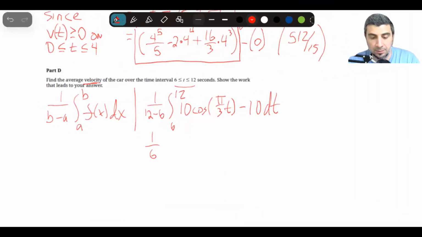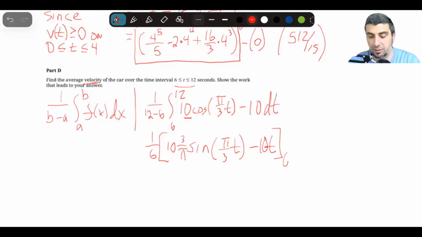We're going to have 1/6 here times the antiderivative. The antiderivative, we have to use u substitution, but you can do that in your head. The antiderivative of cosine is sine. This is going to have a pi thirds t. But since the cosine doesn't have pi over 3 as a coefficient, we multiply by 3 over pi times the 10 that's already there, minus 10t. And then we're going to evaluate that from 6 to 12. But something interesting happens here. The sine terms are actually going to cancel out.